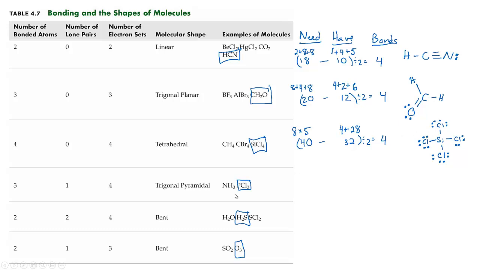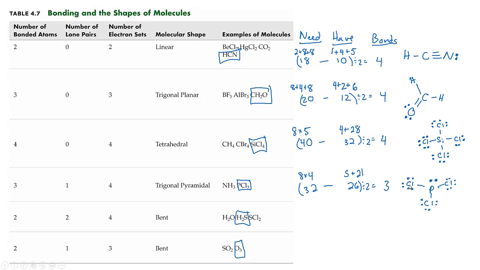Now my phosphorus trichloride. Phosphorus has 5 electrons in its valence shell. Chlorine has 7. There are 3 chlorine atoms, which gives me 21. 5 plus 21 yields 26. Then as far as need goes, phosphorus and chlorine both want to have 8 in their valence shell. 8 times 4 gives me 32. 32 minus 26 is going to be 6. Divided by 2 is 3 bonds, which means single bonds all around.